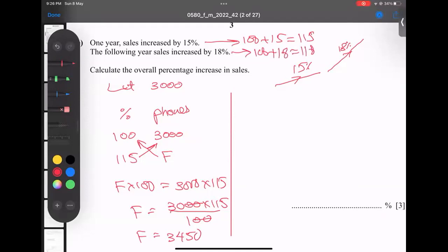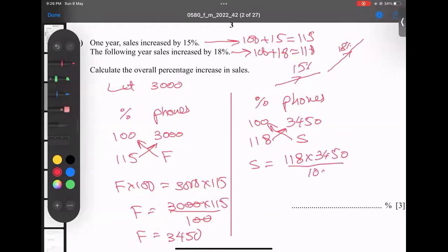So again, I'll assume percentage and phones. So I will now take 3450 as 100, as a full, and I need to find 118 equals what? So S for second year. So S becomes 118 times 3450 divided by 100. I'm doing it directly. So let's see what the answer turns out to be. Times 118 divided by 100, and I'm getting 4071 phones.